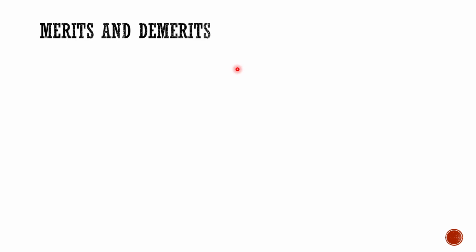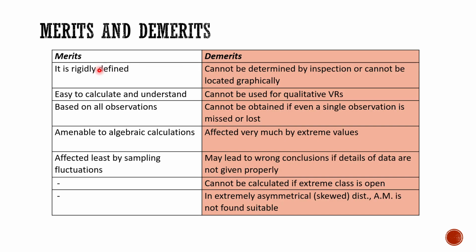Now, merits and demerits. Talking about the merits and demerits of arithmetic mean, first we'll talk about the merits. It is rigidly defined, as we have already shown you how it can be calculated very rigidly. It is very easy to calculate and understand. It is based on all observations. We use all observations in the calculation of arithmetic mean. It is amenable to algebraic calculations, as we can calculate the composite mean, and there are some properties of arithmetic mean also. Now this is affected least by sampling fluctuations. This is all about the merits of arithmetic mean.